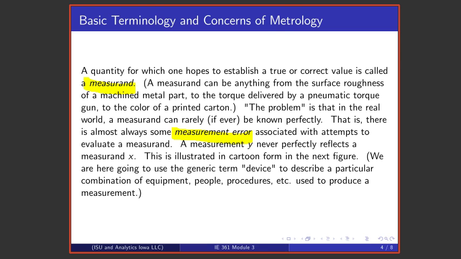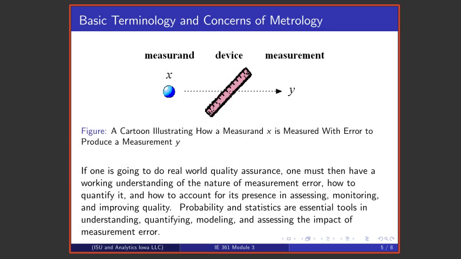A measurement never perfectly reflects a measurand. So a measurement Y rarely perfectly reflects its corresponding measurand X. This might be illustrated in this simple picture or diagram, this cartoon, where a measurand is seen only through a measurement device producing a measurement, and Y is not necessarily exactly equal to X. In fact, it is rarely exactly equal to X.